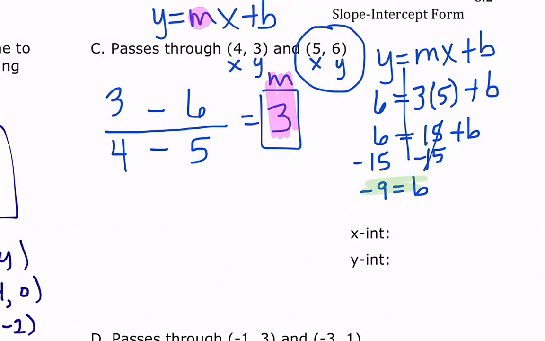So we know that b is our y-intercept. So now I have my slope and my y-intercept. This is good enough to write my equation. So y equals, my slope is 3, x. My y-intercept is a negative 9, so I write minus 9.